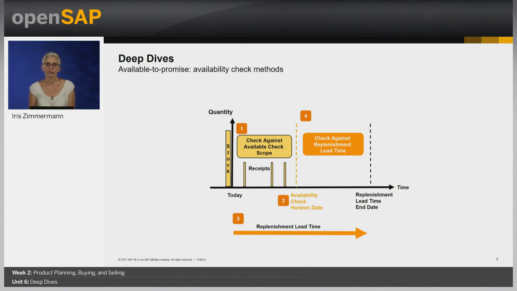You can also use the replenishment lead time without a check scope. This especially makes sense for make-to-order scenarios where you do not have any supply available upfront. This is lower here.